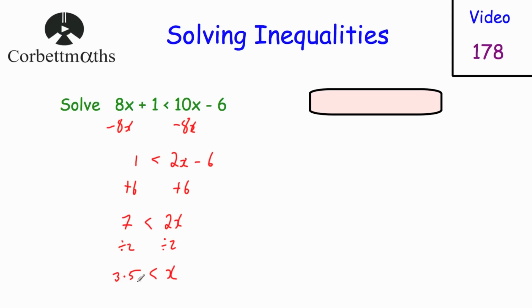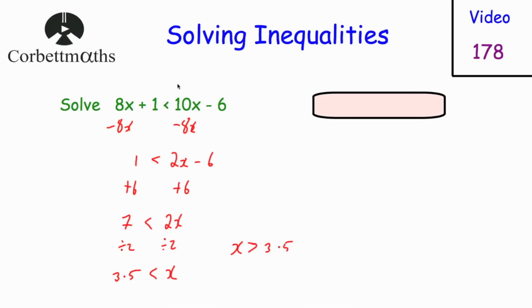Now we might want to write this the other way around, so we've got the x at the front. Just be aware whenever we write it the other way around: we've got 3.5 is less than x, or if we read it the other way around, we've got x is bigger than 3.5. So we need to flip that inequality sign round whenever we're writing it the other way around, because x is bigger than 3.5, and that's it.